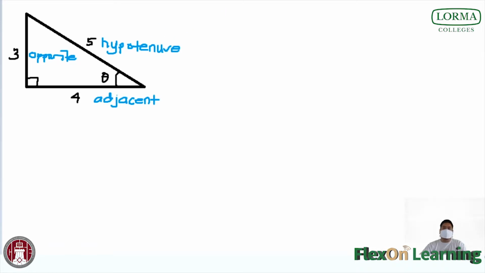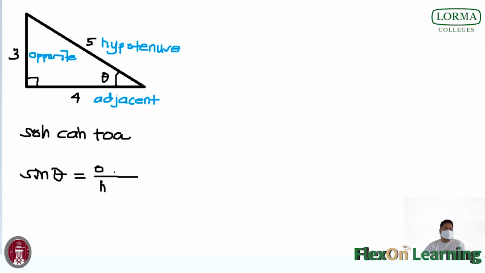This is now where the mnemonic SOH-CAH-TOA comes in. We have SOH, CAH, and TOA. This dictates the formula that you need when you are going to get the functions of theta. For example, sine theta would be the ratio of the next 2 letters, which are O and H. That would be the SOH. SOH is S, O, and H, that would be sine is opposite over hypotenuse. In this example, the opposite side has a length of 3. The hypotenuse is 5. So sine theta is 3 over 5.